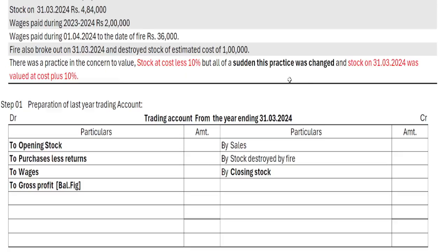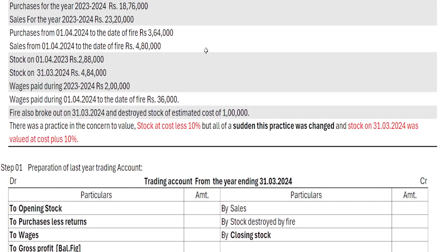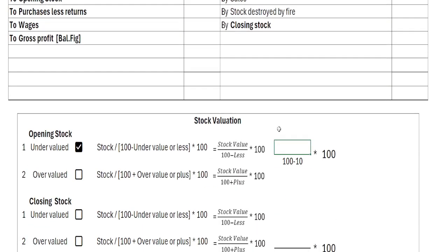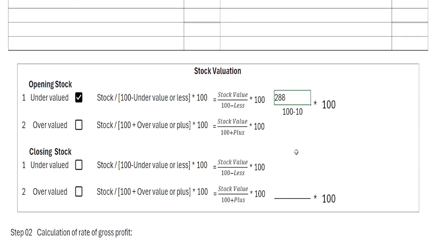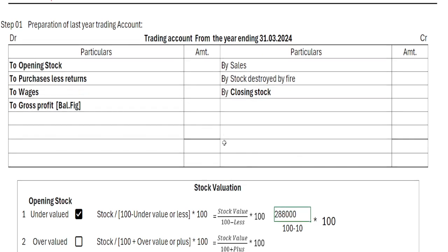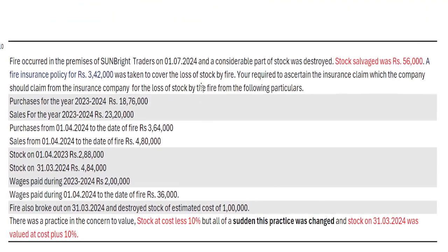And the stock value on 1st April 2024 is 2,88,000. So 2,88,000 divided by 90 into 100 is 3,20,000.